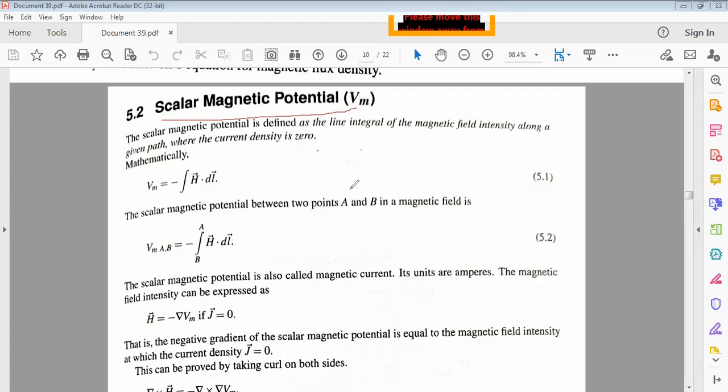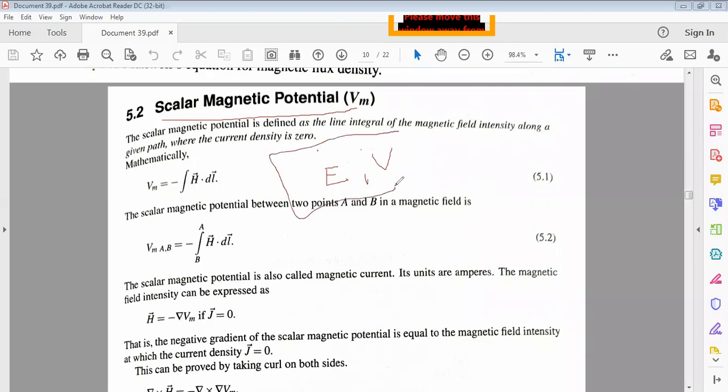It is just like the concept of electric field strength. What is the relation between electric potential V and electric field intensity E? Electric field intensity E is also called electric field strength, right? What is the relation between E and V?